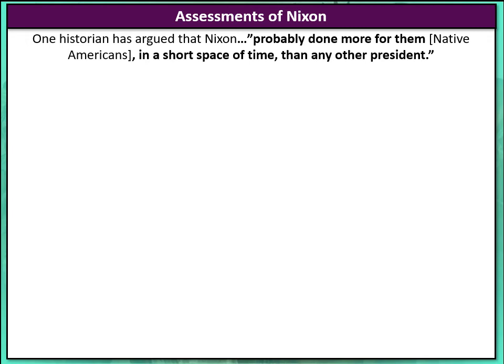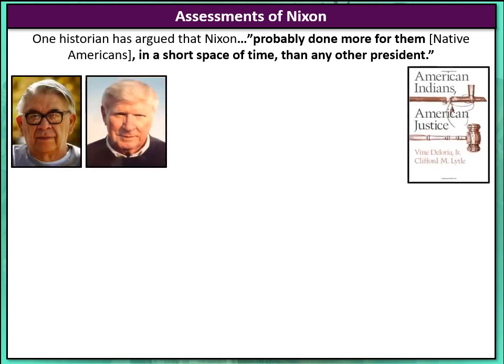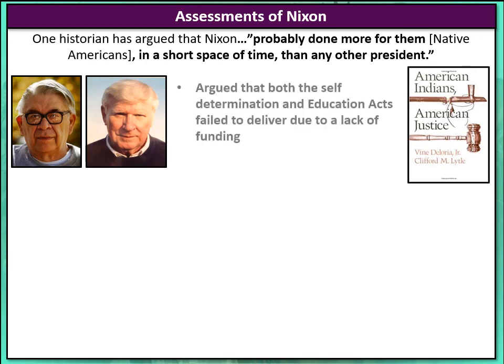I'd like to finish just by talking about some historical opinions of Richard Nixon, because one historian has argued that he has probably done more for Native Americans than any other president. I think that's largely true, but there has been some debate. Two historians that have debated this are Clifford Lyell and Vine Deloria Jr. In their book, American Indians, American Justice, they argued that both the Self-Determination and Education Acts failed to deliver the promises that they made due to a lack of funding.